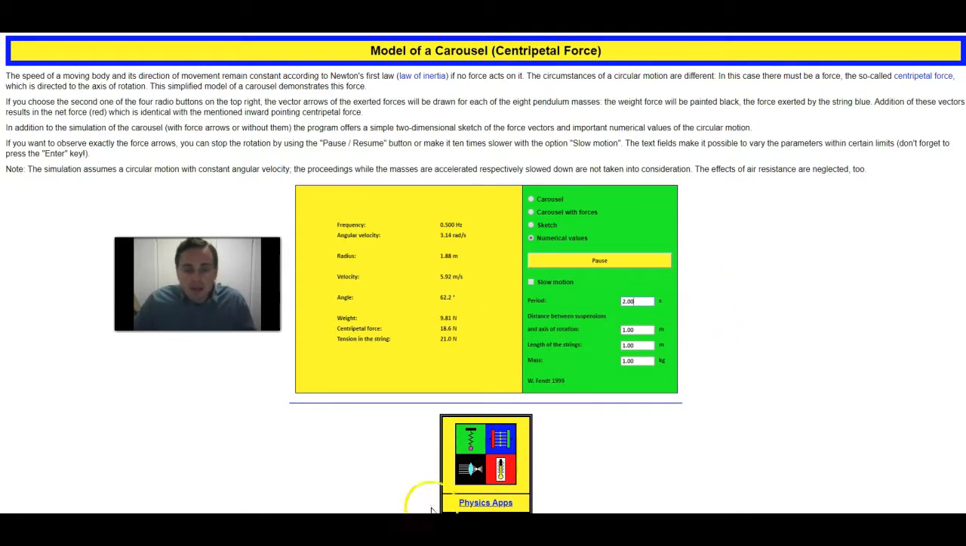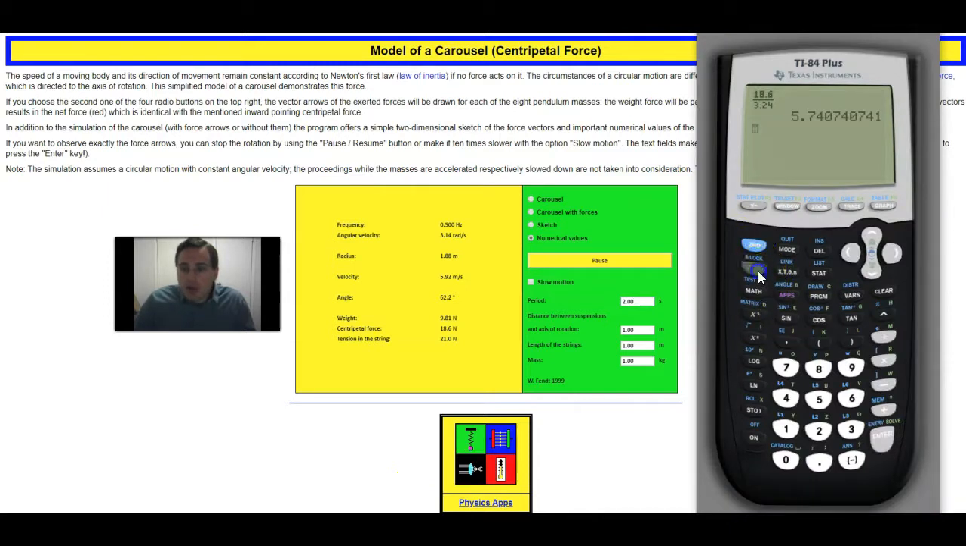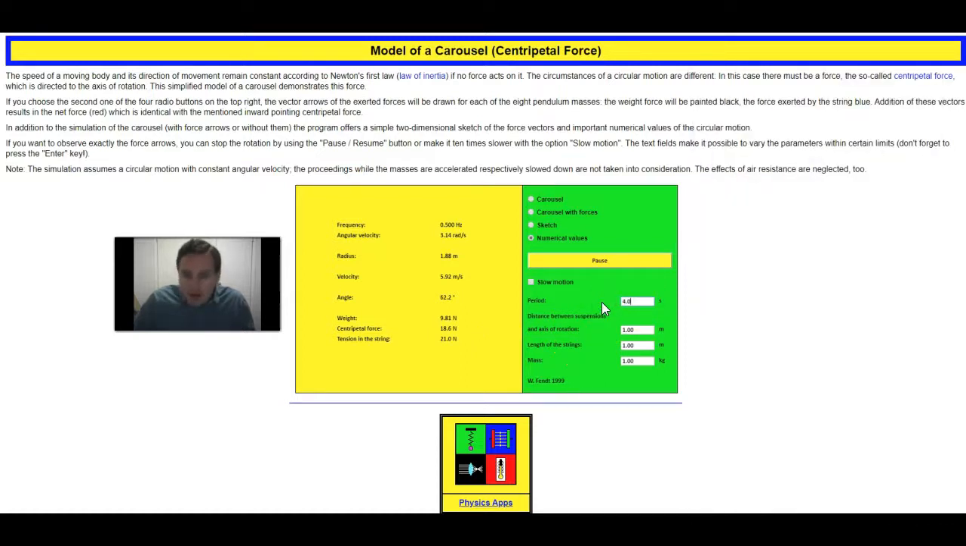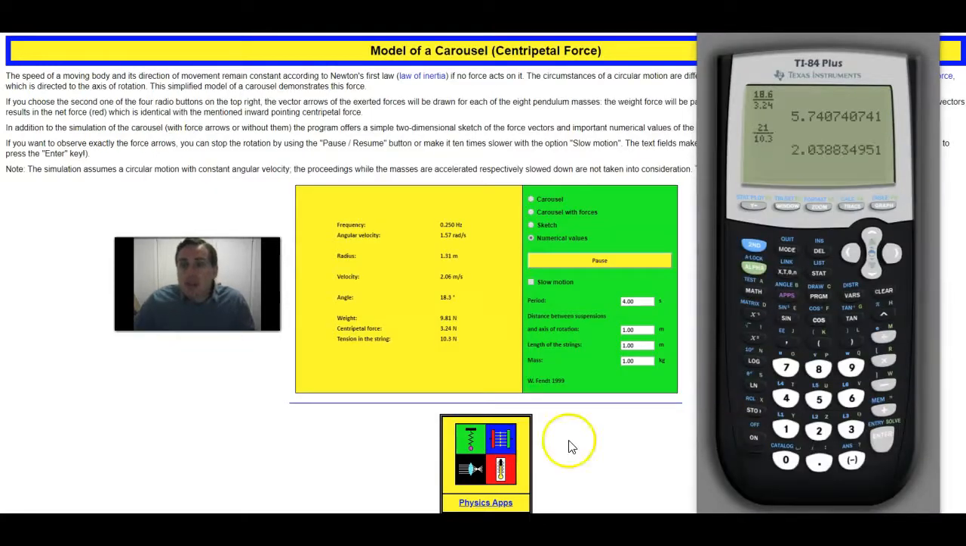So let's try this calculation. So let's go alpha F1, numerator over denominator. So let's try 21.0 divided by, and again, previously we had 10.3 newtons. So this is a little bit more than twice the tension force. A little bit more than twice. And again, it's because we have twice the angular velocity, so the tension force gets quite a bit larger.